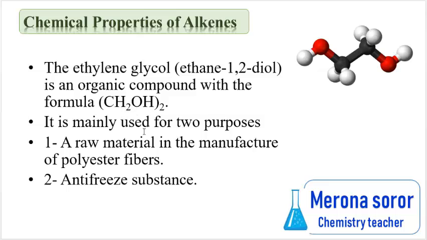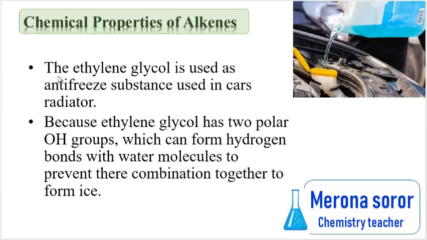It is mainly used for two purposes: 1. A raw material in the manufacturing of polyester fibers. 2. Antifreeze substance. Ethylene glycol is used as an antifreeze substance in car radiators because ethylene glycol has two polar OH groups which can form hydrogen bonds with water molecules to prevent their combination together to form ice.